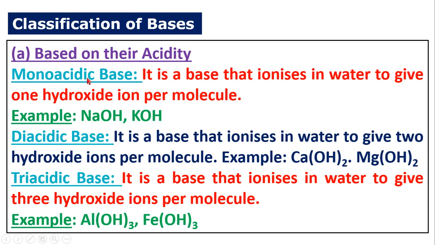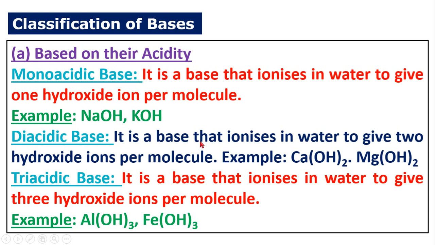The first one, monoacidic base: it is a base that ionizes in water to give one hydroxide ion per molecule. For example, NaOH, Na plus OH minus, only one hydroxyl ion can be replaceable. KOH, K plus OH minus, only one hydroxide ion can be replaceable. So these are the examples of monoacidic base.